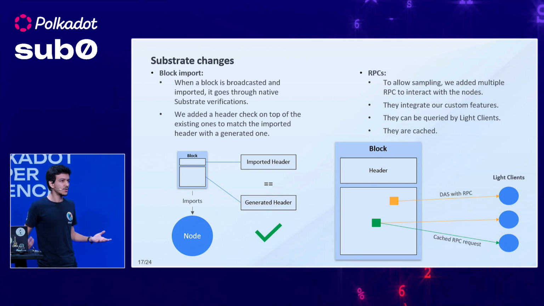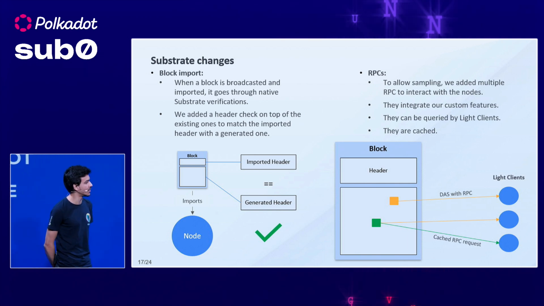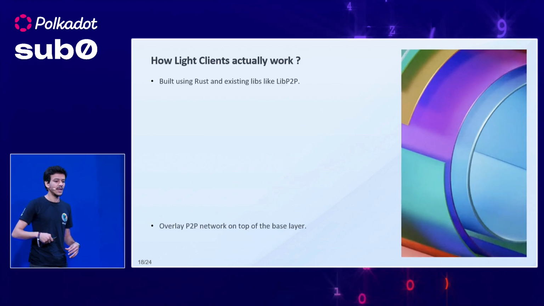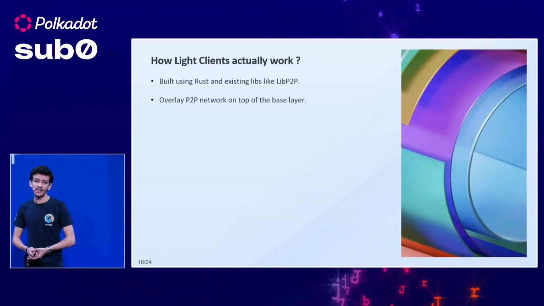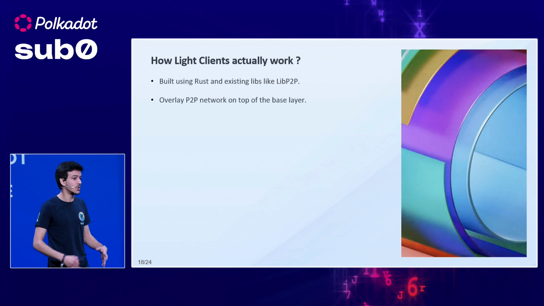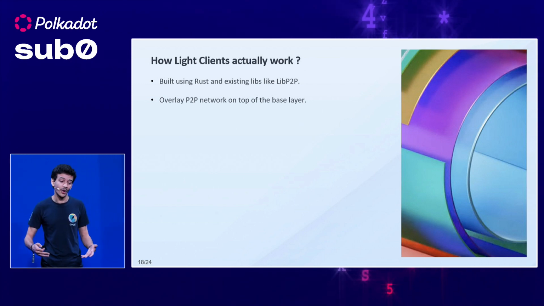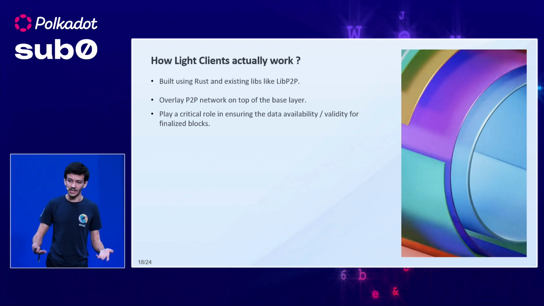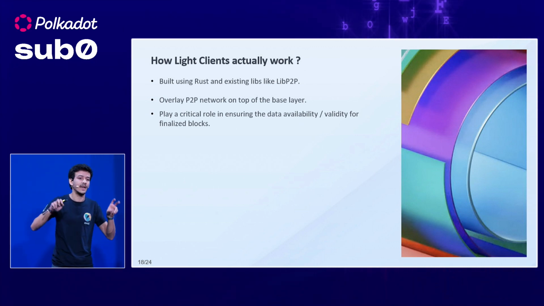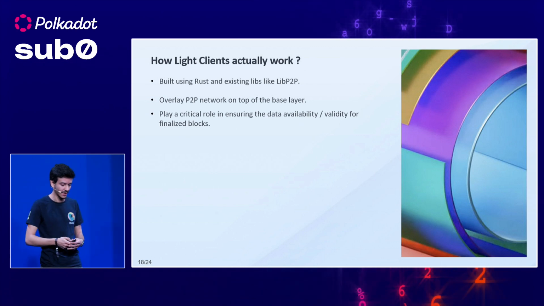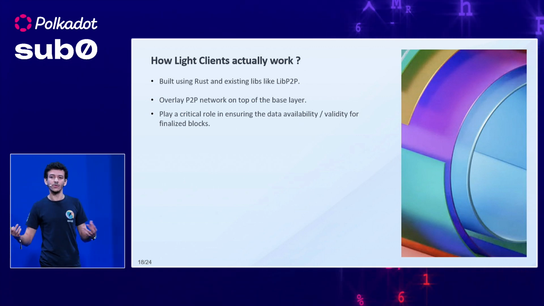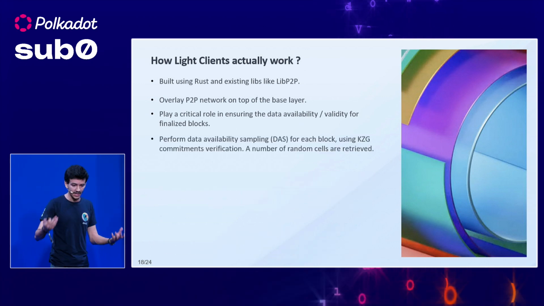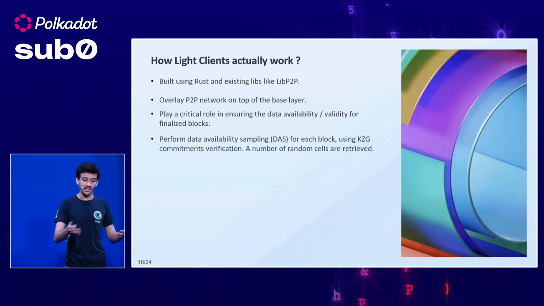So now that we have seen the modifications we have made to our node, let's see a little bit more in detail our light client. They are built using Rust and existing libraries like libp2p. So like we said, it's an overlay peer-to-peer network on top of the base layer. They do play a critical role in ensuring the data availability and validity. So in the end, we'll want our end users, which are rollups and app chains, etc., to handle and manage the light clients. But yeah. So they perform data availability sampling for each block using KZG commitment verification.